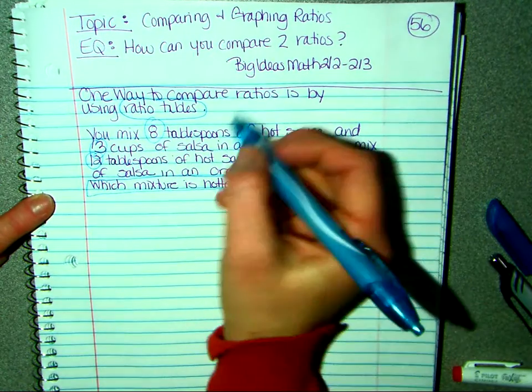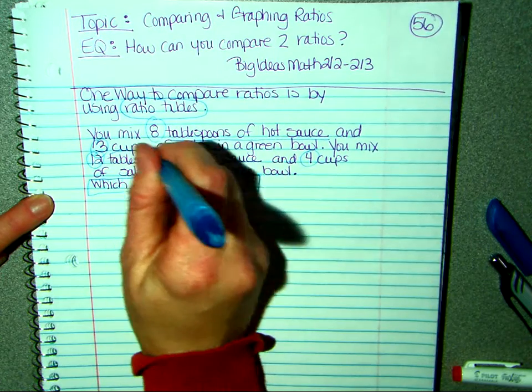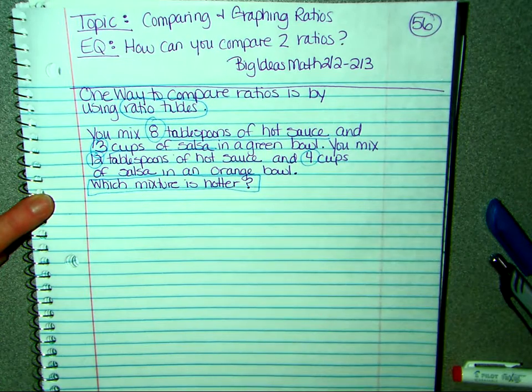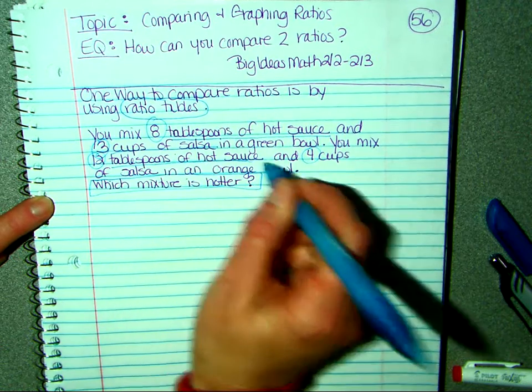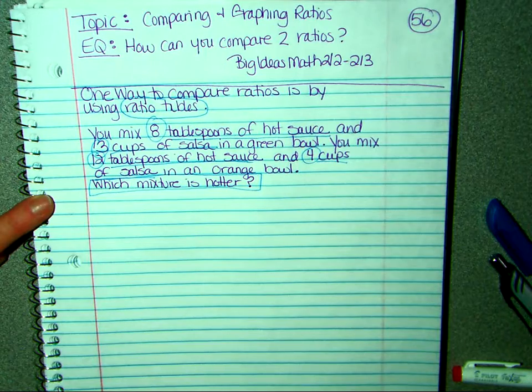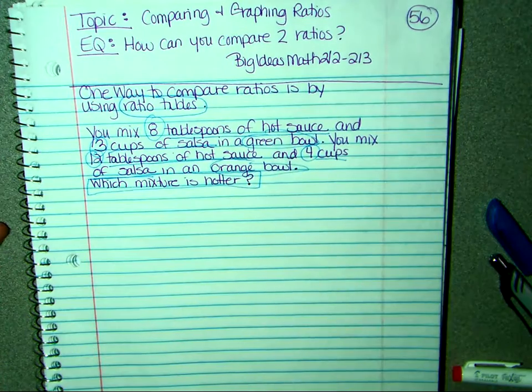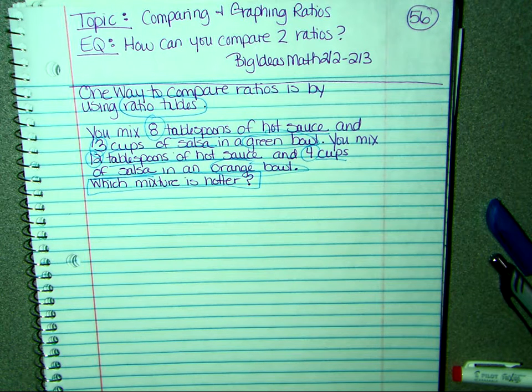And I have 8 tablespoons of hot sauce, 3 cups of salsa, 12 tablespoons of hot sauce, and 4 cups of salsa. I also know that this is going to be in a green bowl, this is going to be an orange bowl. So I've got a green bowl, I've got an orange bowl, I've got hot sauce to salsa in both.